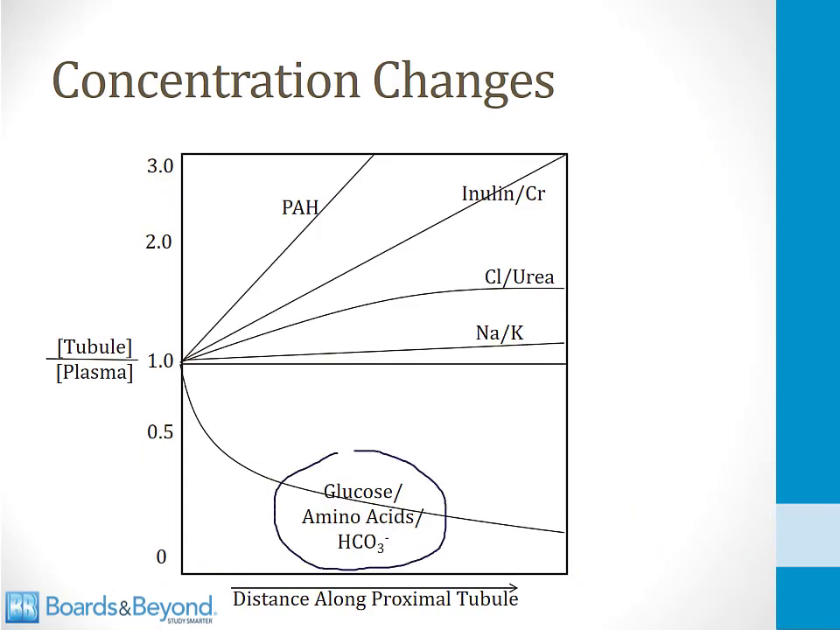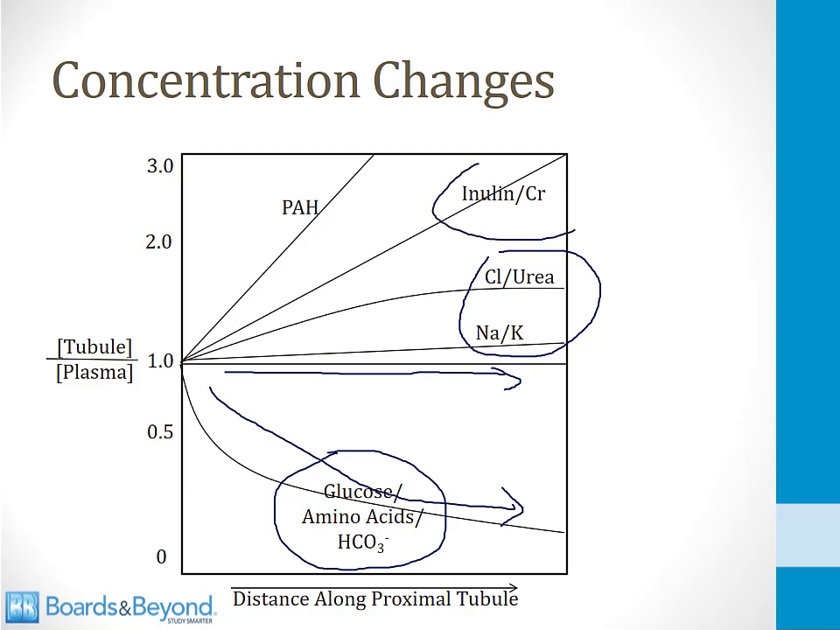So glucose, amino acids, and bicarb, they are actively reabsorbed by the proximal tubule. So their concentration falls relative to plasma as shown in this bottom line here. If the reabsorption of a solute were exactly equal to water, it would just be a flat line at 1.0. And you can see that chloride, urea, sodium, and potassium are relatively close to that line. They stay pretty close to the straight 1.0 line if there were no concentration change. Inulin and creatinine follow this straight line up here at an angle because they are not reabsorbed at all.